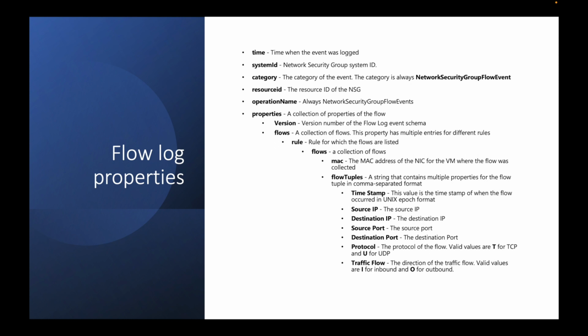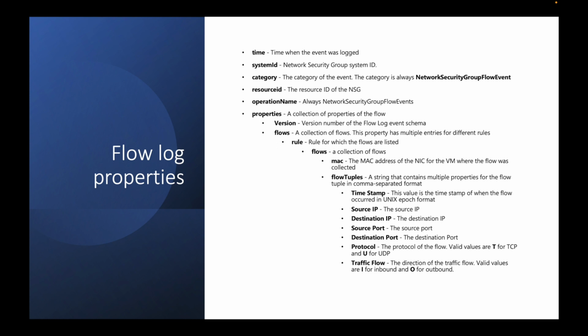So, flow log properties. This is pretty much how the flow logs will come out. It'll show up in JSON, but this is pretty much the formatting of it. You have the time, system ID, the properties. There's a lot of information here. I only took a quick screenshot, and I'm going to put a link in the description to the website from Microsoft that talks about the properties of the flow log.